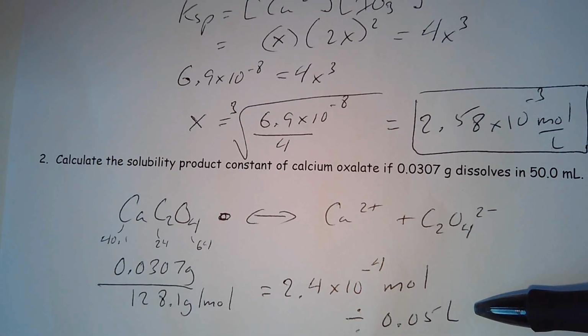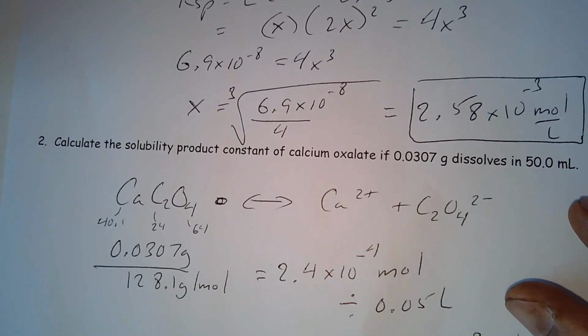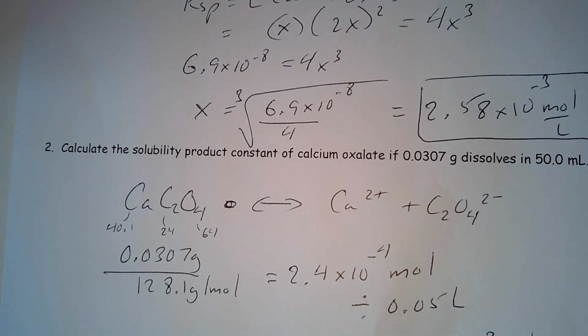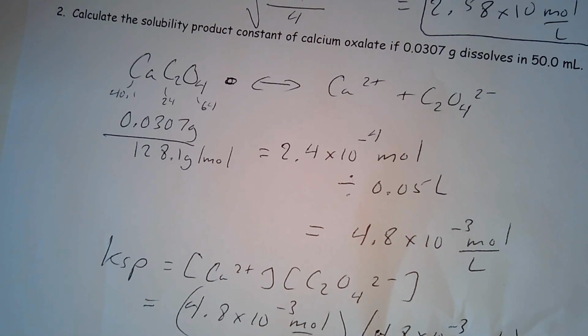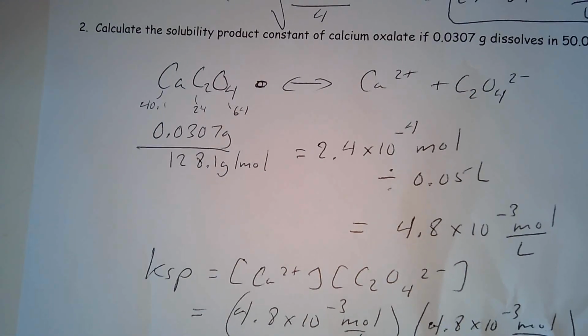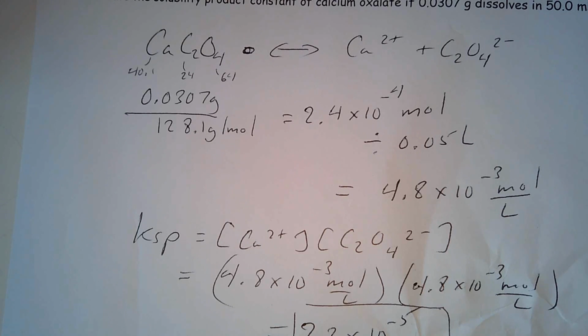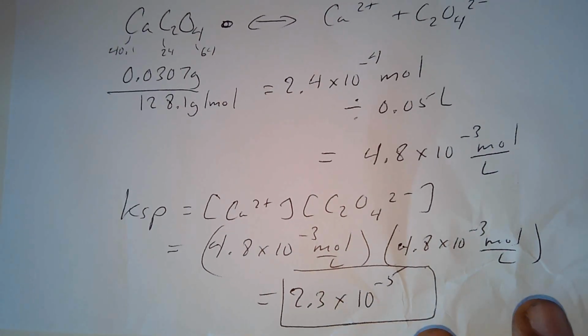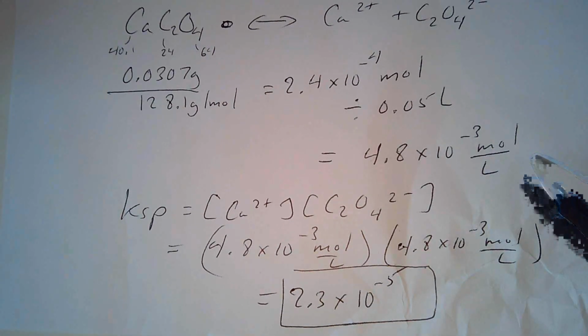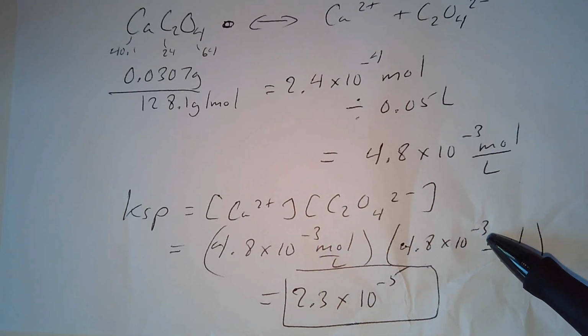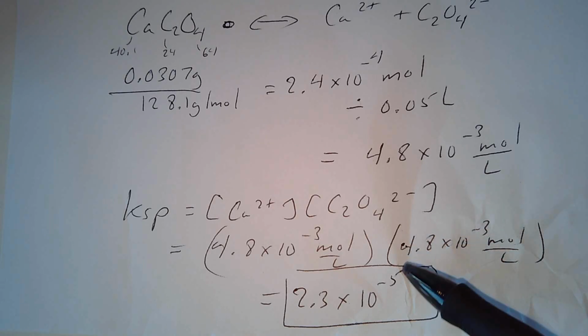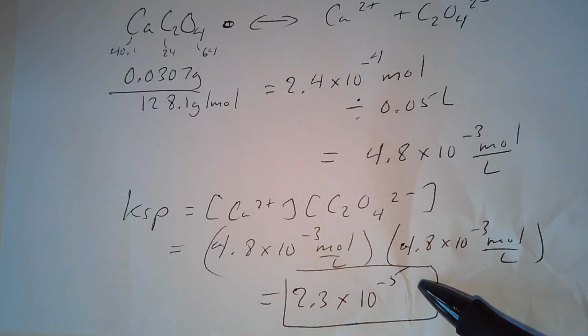Okay, so 0.05 liters, and then that gives you the moles per liter, the solubility, and then the Ksp. So this is the solubility of the CaC2O4, and both the calcium ion and the C2O4 2- ion are in 1-to-1 mole ratios, so that's why these are the same. Okay, and so you just multiply those out and you get an answer of 2.3 times 10 to the minus 5. It's an equilibrium constant, so there's no units there.